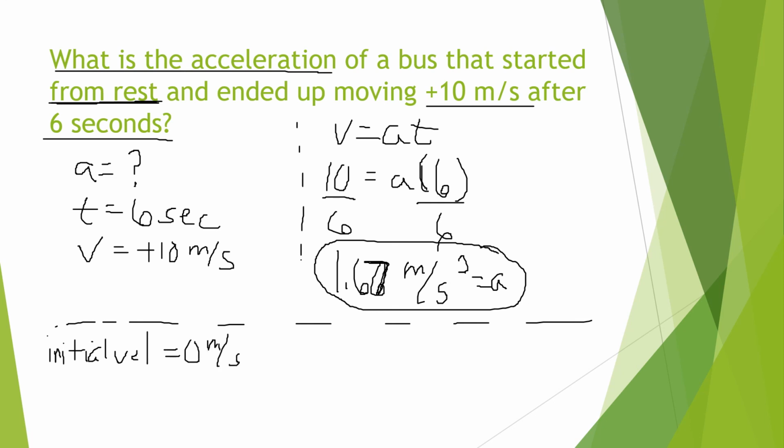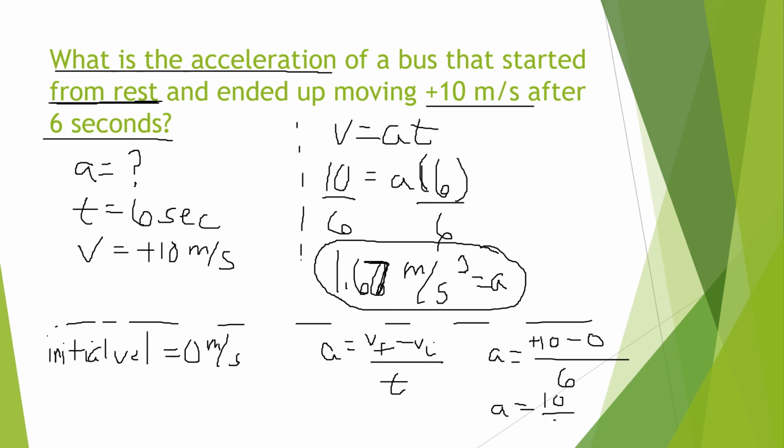So could I use the A equals final velocity minus initial velocity over time equation as well? Well, let's see. It says ends up moving 10, so that 10 is obviously the final velocity. If the initial velocity is 0 because it's at rest, 10 minus 0 over 6, or 10 over 6. Oh my God. Either way, I get the same answer. Because these two equations are fundamentally the same equation.